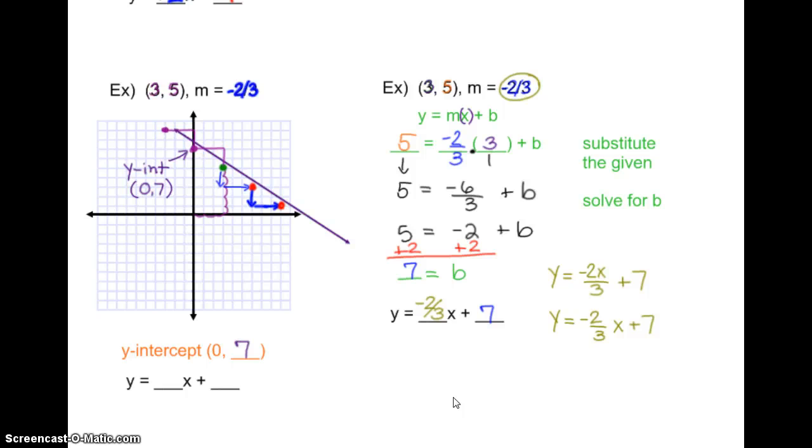Luckily, the other half is the slope. And I was given the slope of negative 2/3. I place that in front of my x. And the positive 7, that y-intercept, goes after.